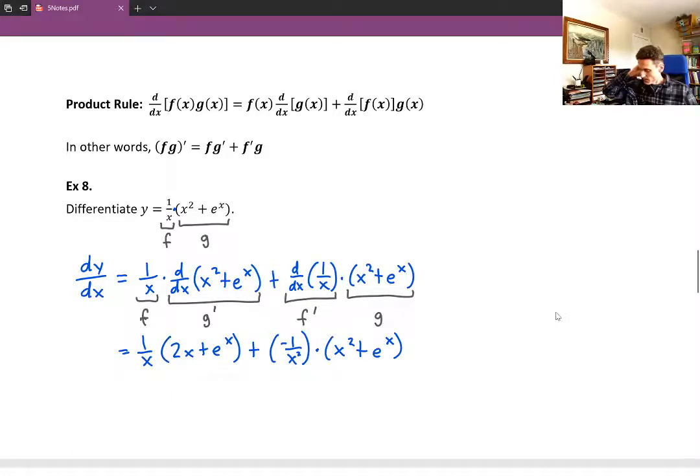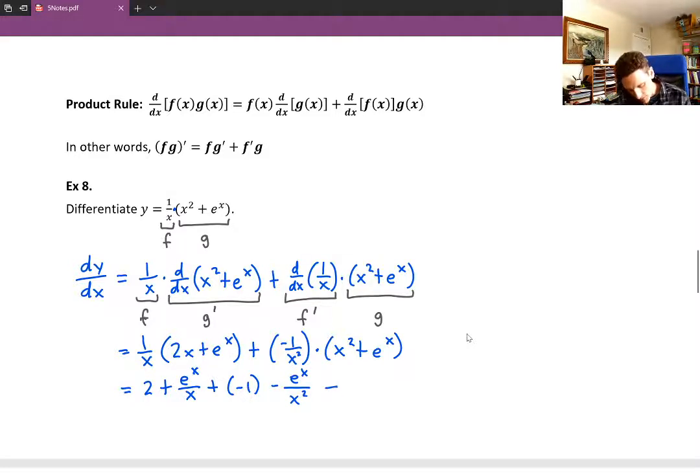So then I think the only thing left to do is really simplify. So let's go ahead and simplify. We'll distribute the 1 over x, and we'll get 2 plus e to the x over x. So we're distributing that 1 over x into the 2x and the e to the x. And then do the same thing with the negative 1 over x squared. Distribute it, and you'll get plus negative 1 minus e to the x over x squared.